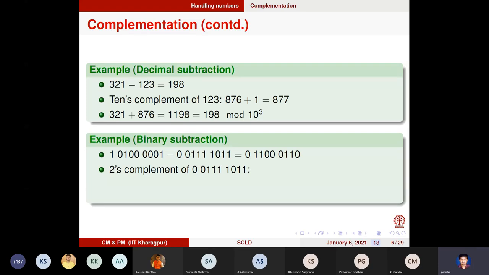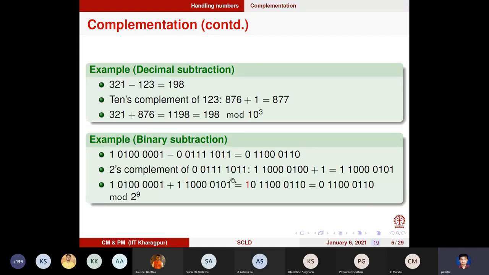Let's take another example. So I have a binary number, this 9-bit long binary number 11001 and so on, and I want to subtract another 9-bit binary number, and this is supposed to be the result. So what I do, the second operand of this subtraction, I take its 2's complement. How do I take its 2's complement? I flip every bit, add 1 to it. So this thing, 1100101, this is the 2's complement.